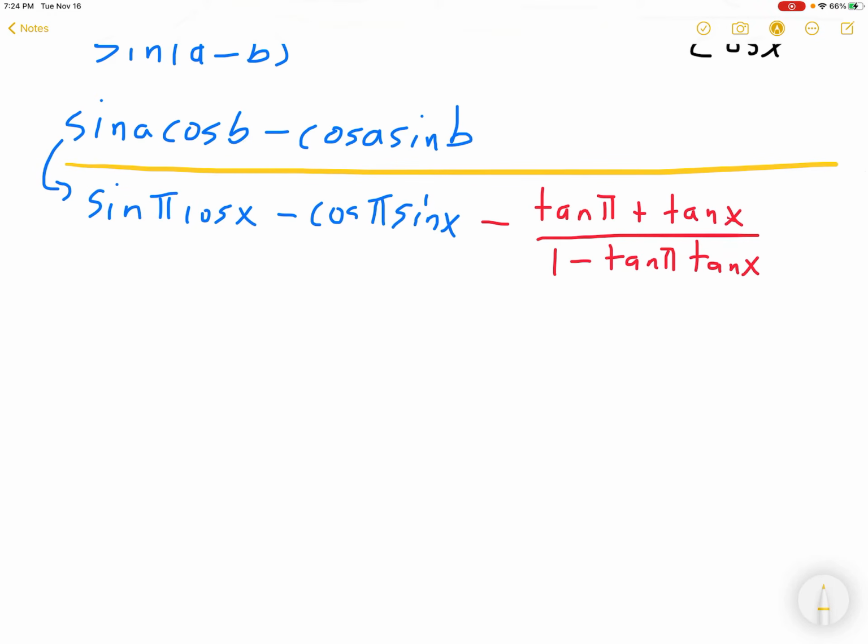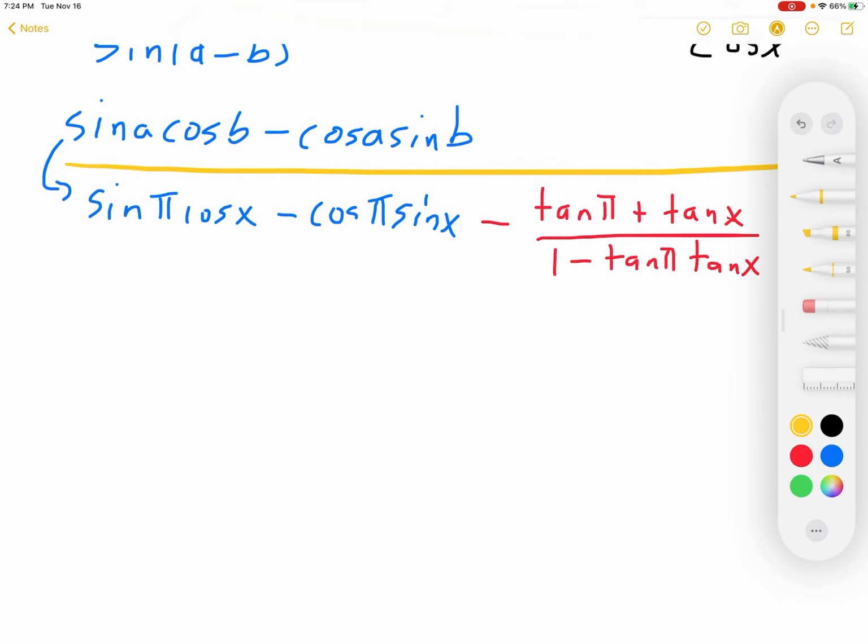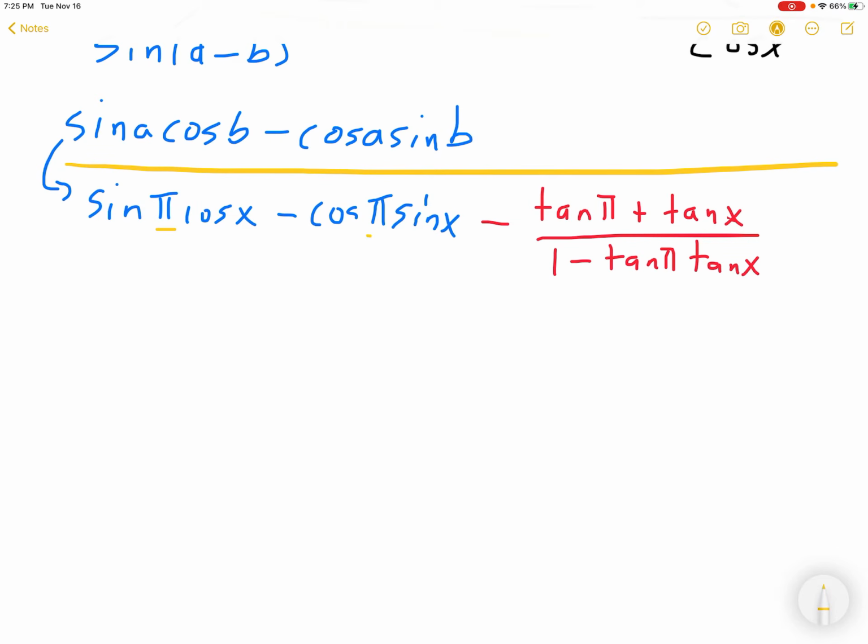And at first, when we look at this, there really doesn't seem to be anything that resembles any of these on my formula sheet that I can break down. The thing is, remember that pi are actual values. If you think about the unit circle, you have 0, you have pi over 2, you have pi, and you have 3 pi over 2, and then, of course, 2 pi.